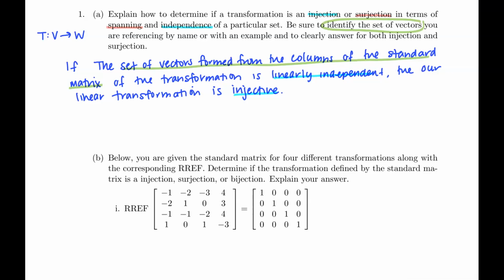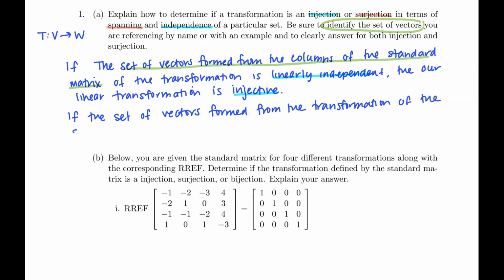Again, we need to talk about the set of vectors. So let's say if, and now we're going to use the other way to write this, up to you. I think most students know about the columns of the standard matrix, and that's just fine. This would be the set of vectors formed, and formed is probably not a great word, but it's okay, from the transformation of the standard basis vectors.